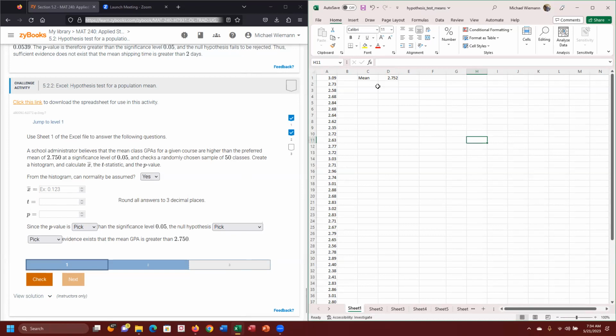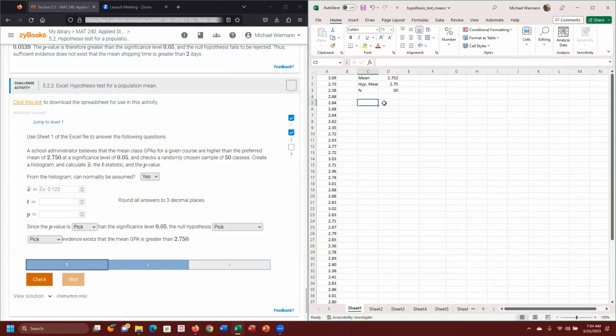The t statistic, let's type in a couple things here. So the hypothesized, I'm just going to abbreviate, mean was given to us as 2.75. I also need n, which is the sample size, which is 50. And let's see here. I think I have everything that I need.